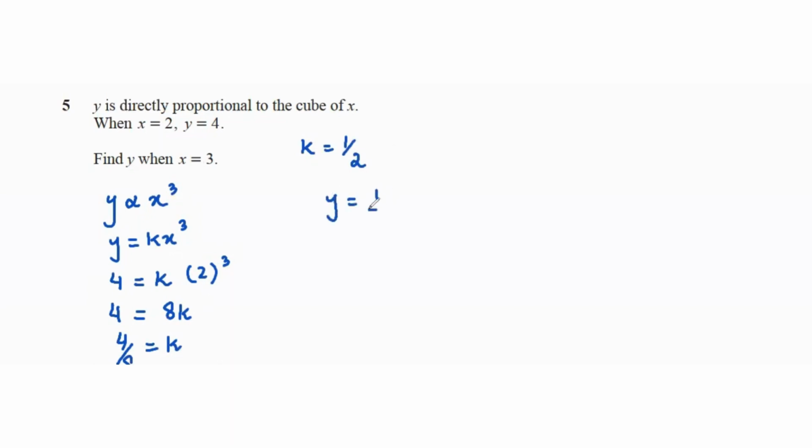So y is 1 over 2 times x cubed. Then you put x equals 3 and find the value of y. So 1 over 2 times 3 cubed, which is 27 over 2. And we read it as 13 whole number 1 over 2 as well.